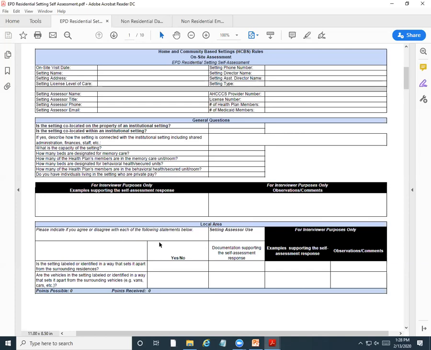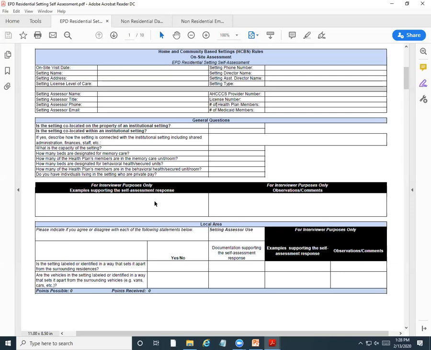For our local area questions, is the setting or vehicles in the setting labeled or identified in a way that sets it apart from the surrounding residences or vehicles? This is not to get anyone in trouble.